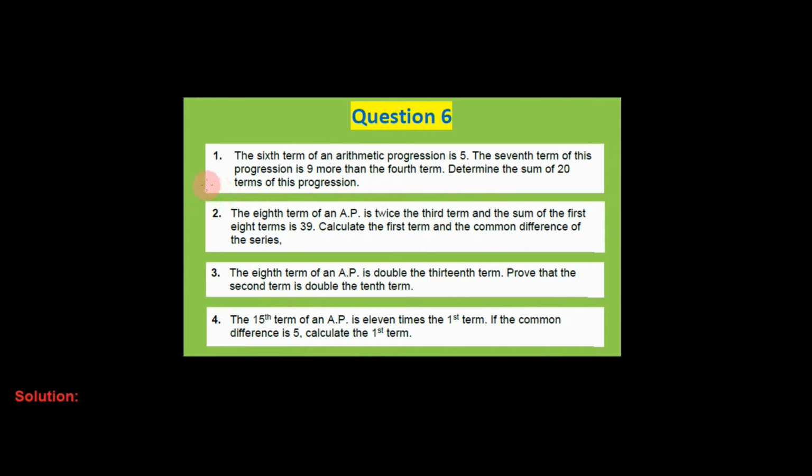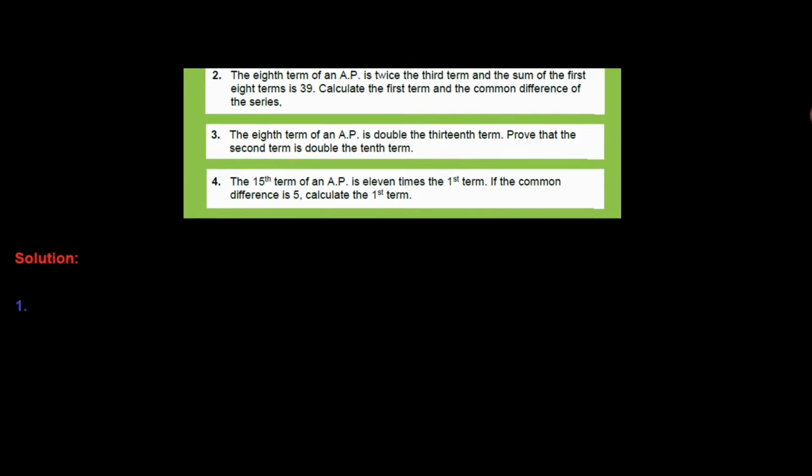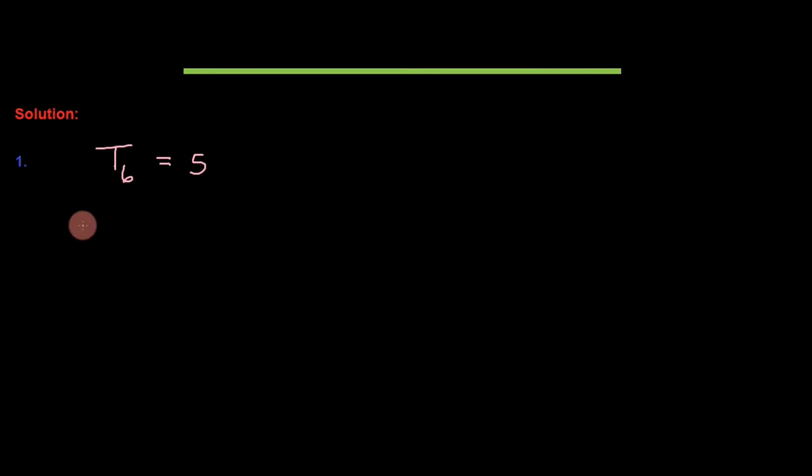Let's look at your answers to this question. In the first one, it says the 6th term of an arithmetic progression is 5. So we can start by writing that as an equation. So t sub 6 is 5. And immediately we can write it in terms of a and d. So the left-hand side t sub 6, using the formula t sub n equals a plus n minus 1 times d. So t6 is a plus 6 minus 1, which is 5 times d. And we can call this equation number 1, or equation 1.